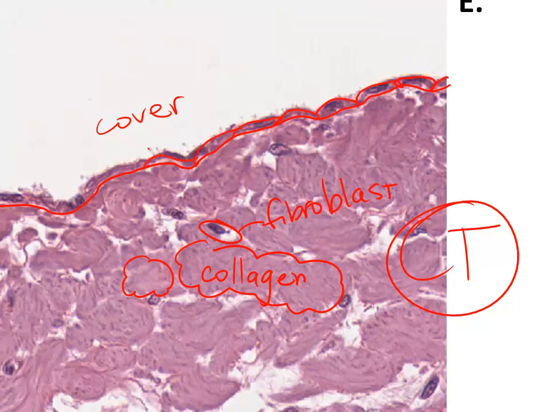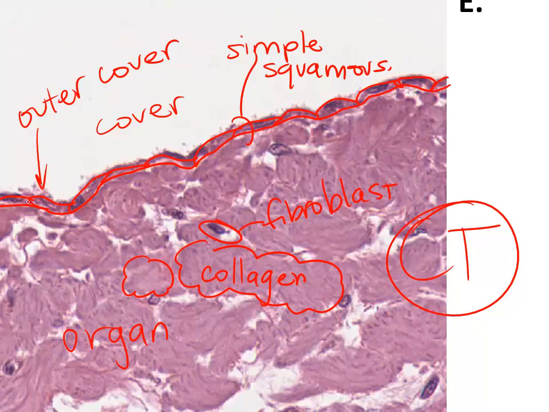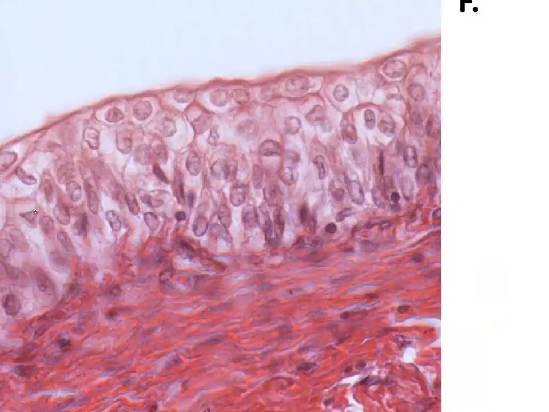This would be like the outside cover of the heart or the inside cover of the heart, simple squamous, also lining your blood vessels as well. So that's a simple squamous epithelium. The organs are covered by simple squamous epithelium, like your peritoneum, the pericardium, and the pleura on the outer side of that is simple squamous.